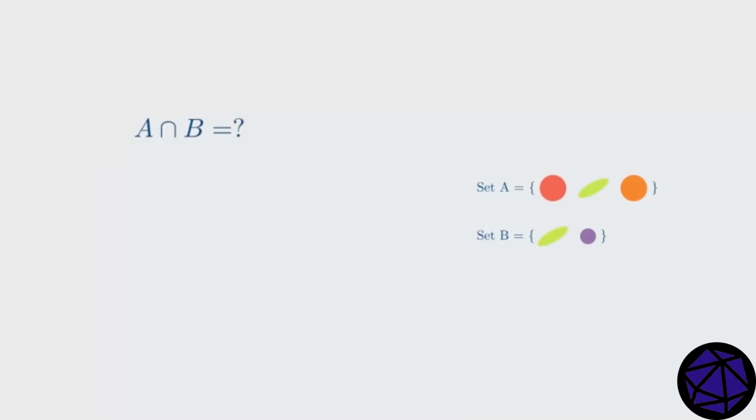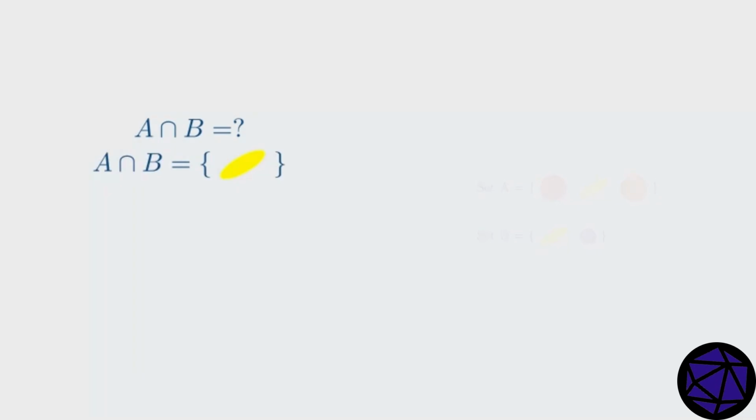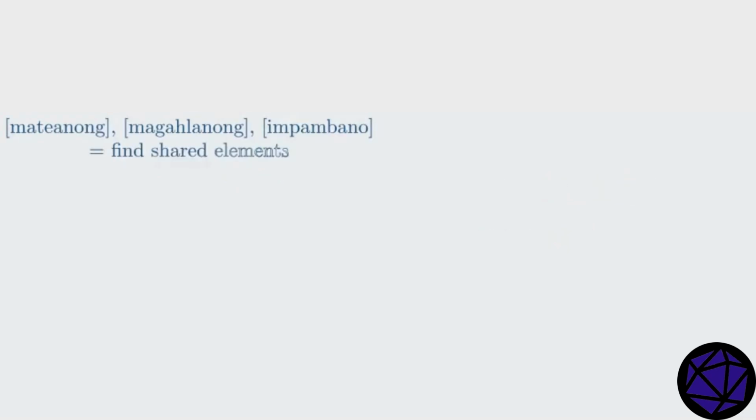Let's use our fruit again. Set A has an apple, a banana, and an orange. Set B has a banana and a grape. The intersection of A and B, written as A intersect B, is a set of fruits that are in both set A and set B. The only fruit they both have is the banana. So the intersection is the set containing just the banana. So mateanong, magahlanong, or impambano means to find the elements that are shared between sets.